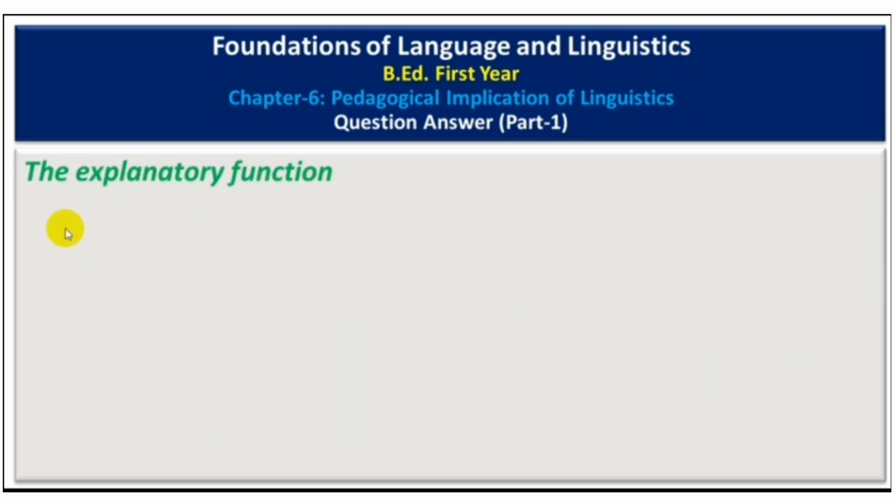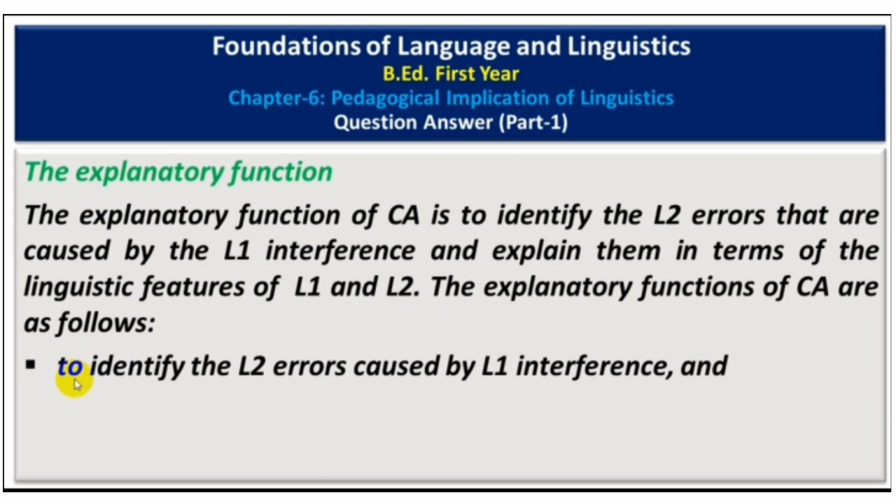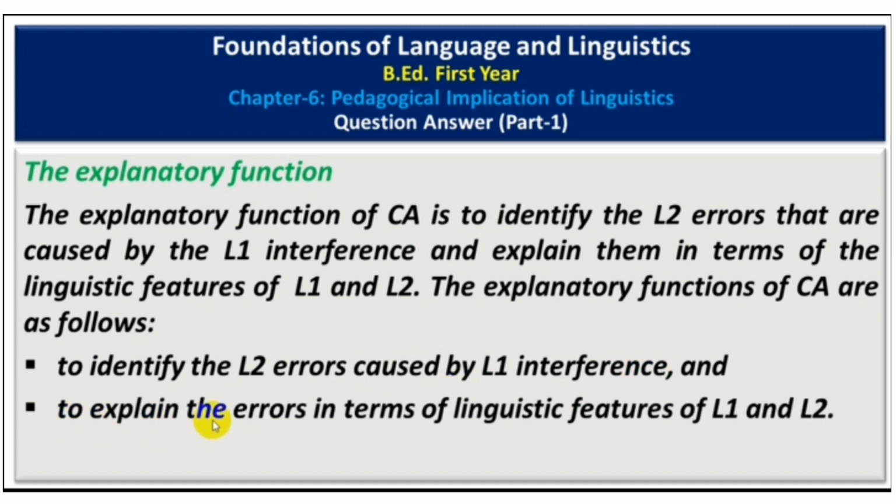The explanatory function. The explanatory function of CA is to identify the L2 errors that are caused by the L1 interference and explain them in terms of the linguistic features of L1 and L2. The explanatory functions of CA are as follows: to identify the L2 errors caused by L1 interference and to explain the errors in terms of linguistic features of L1 and L2.